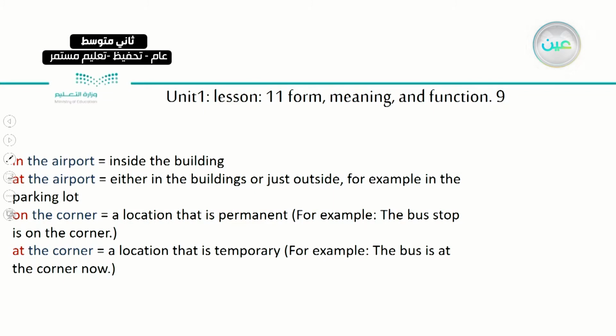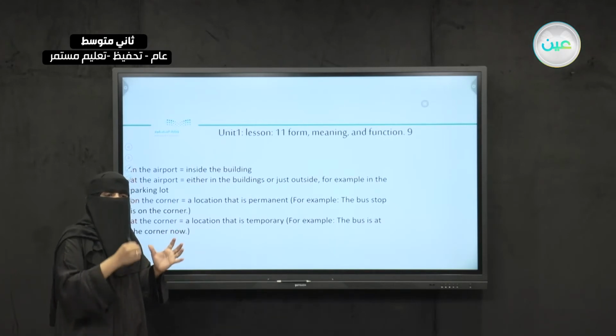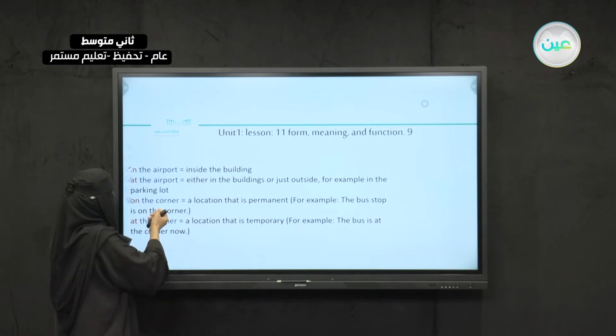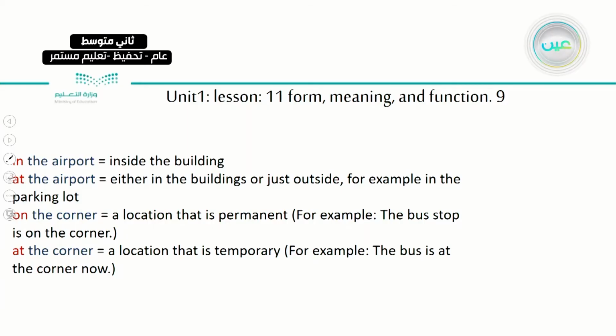Here, I wanted to focus on the difference of using the prepositions when we're talking about places like here. In the airport, if I tell you she is in the airport, okay? I mean she is inside the building. I'm talking about the building and she's inside it, in the airport. Or the coffee shop is in the airport. It means it's inside the building, okay? But when I say at the airport, is it the same meaning?